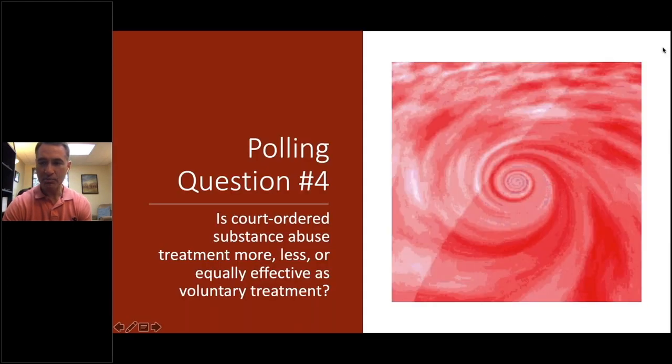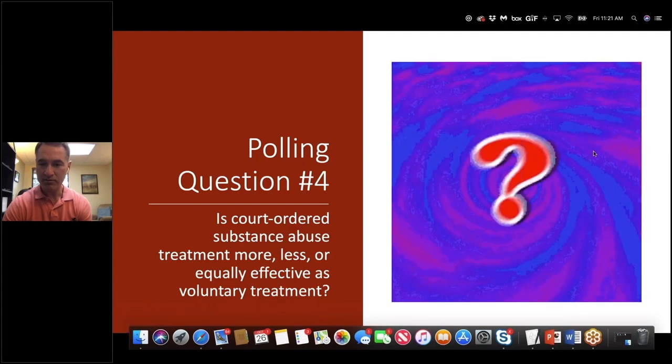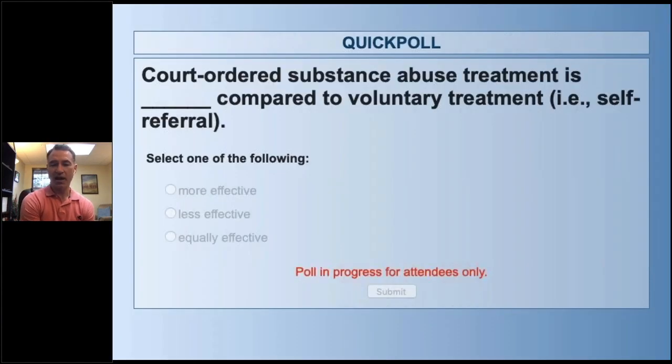So let's launch another polling question here. For this polling question, we're going to be interested in whether or not court-ordered substance abuse treatment is more or less or equally effective as voluntary treatment. So here, think about your clients who self-refer versus your clients who are referred through some kind of legal entity for treatment under some kind of coercion or pressure from the criminal justice system. So your options are, you can say that court-ordered substance abuse treatment is more effective compared to voluntary treatment, less effective, or equally effective. And we'll give you a moment to chime in on what you think the answer to this question is.